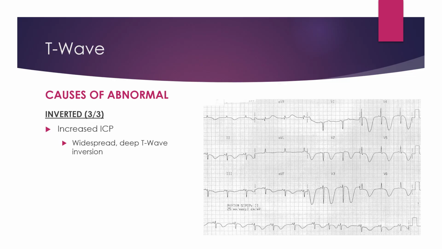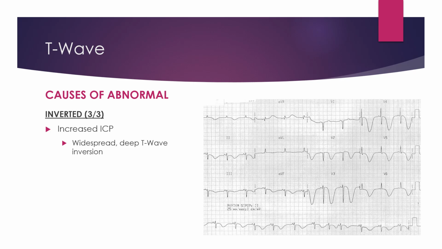Another cause of inverted T waves is increased ICP. So I'm going to get on my soapbox here for a minute. You've been dispatched out to a patient who was struck in the head. Upon arrival, they have decorticate posturing, they have a blown pupil, and they have irregular respirations. You already know that they have increased ICP just on that.